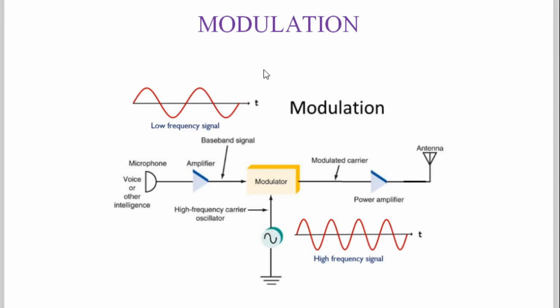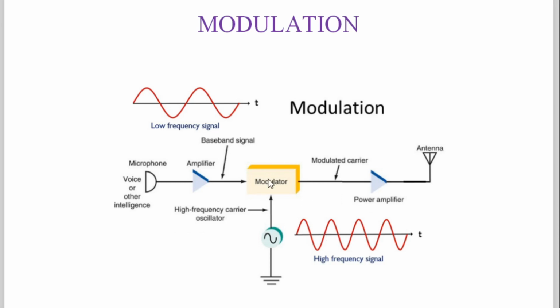Now let us go to what modulation is. So you have understood what modulation is. Modulation is carrying the low frequency information signal with the help of a high frequency signal, and that's why we call the high frequency signal a carrier, because we carry the low frequency information signal with the help of the high frequency signal.